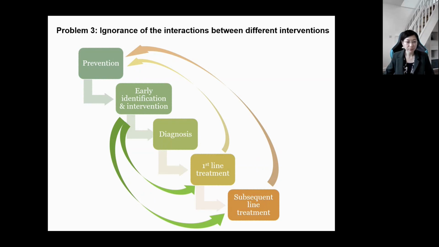So that's why when we are modeling the cost effectiveness of one intervention, it's very important for us to consider the interaction between the intervention and the rest of the care pathway. Due to resource constraints, most of the existing economic models are piecewise models, which means they only look at a small proportion of the entire care pathway. By doing this, they won't be able to capture the interactions between different interventions.